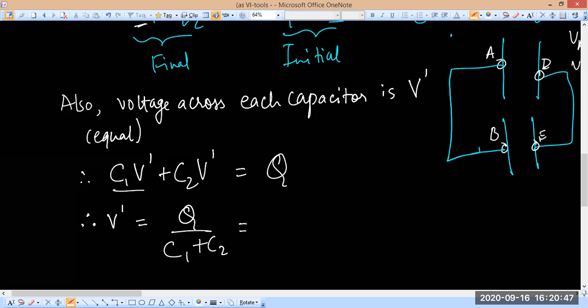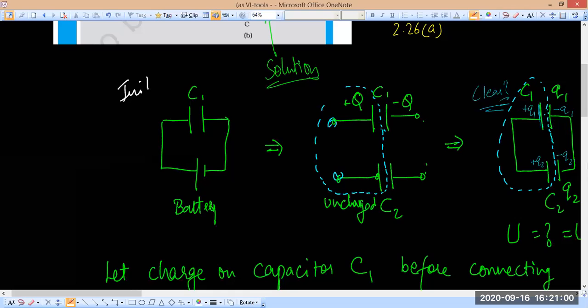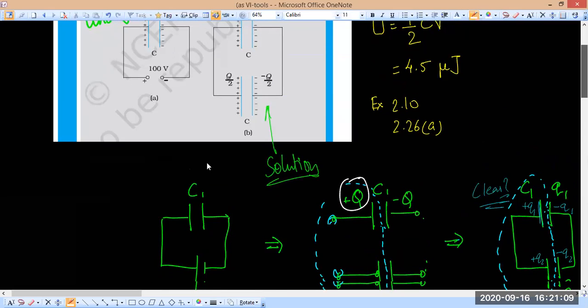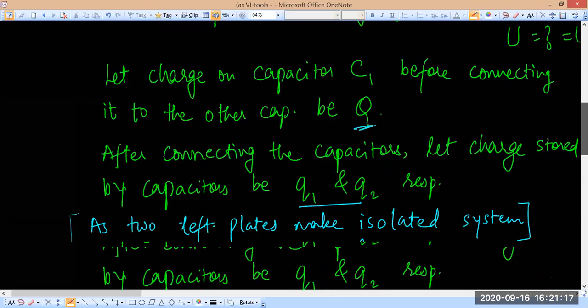How much is that? What's Q? Q is the initial charge. Can someone tell me what Q is? Come on. What's Q going to be? Initial charge means in this situation, right? This is initial, or this one is initial. It's okay if you don't know. What's the charge Q here? Can you find it? Whatever is here is what comes. I'm sure you understand why. Find this charge Q.